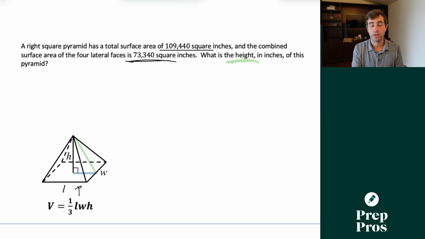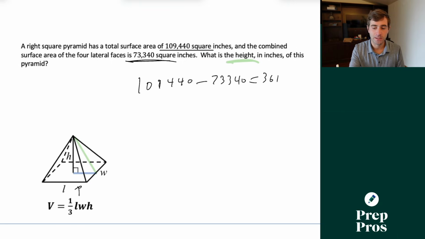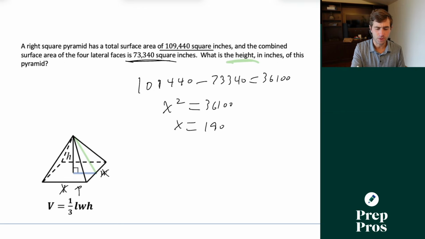So the first thing we can do is we can solve for the base. We can do that by doing 109,440 minus 73,340. That will give us 36,100. Well, since the length and width have to be equal here, we can just say those are both x. Let's say x squared equals 36,100, and that will give us that x is equal to 190. So we now know that all of those pieces here are going to be equal to 190.